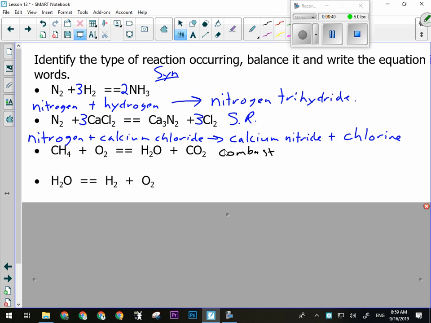Now I've got to balance the hydrogens. There's 1 hydrogen here and there's 2 here. So what needs to go in front of the water? A 2. Okay. Now that I have that there, I can balance my oxygens. There are 2 oxygens here, and there are 2 more in the water for a total of 4. So I need to put what in front of the oxygen on this side? 2. And now it's balanced.